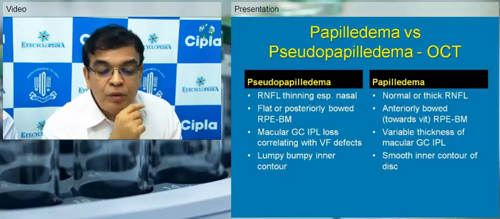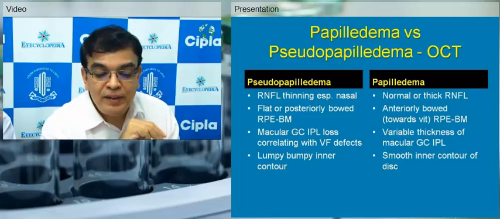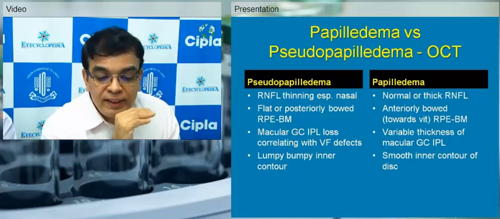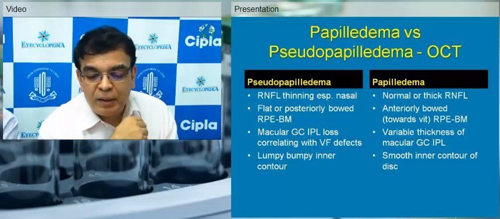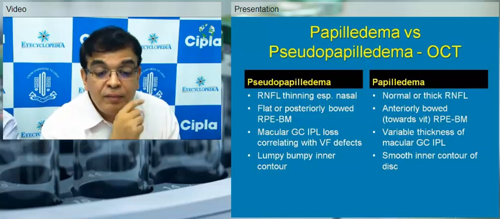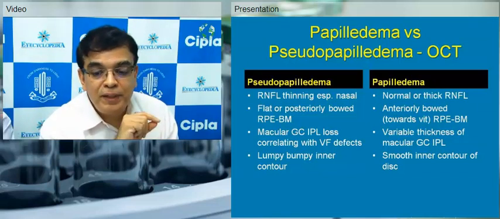Okay. We can also do the macular ganglion cell IPL, inner plexiform layer, counts. Here you can get some loss or thinning corresponding with visual field defects in drusen. And in papilledema, it's a little variable. But more importantly, you can see the bumpy, lumpy inner contour in pseudopapilledema. In papilledema, it's a smooth inner contour, and that will really help you with your diagnosis.